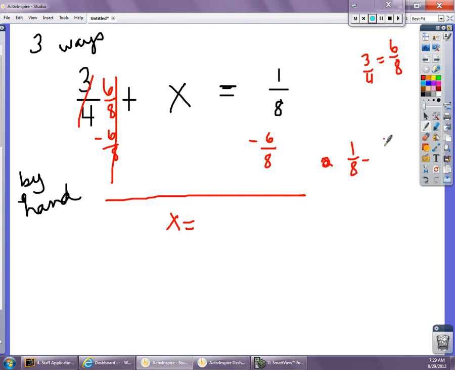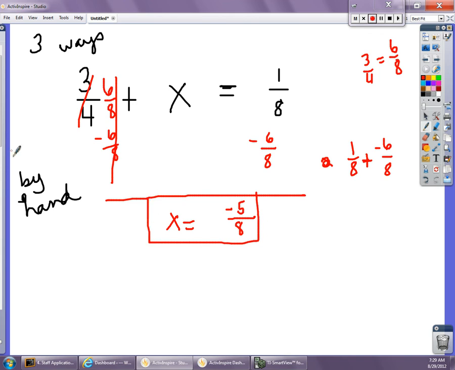1/8 minus 6/8. Well, 1/8 is actually smaller. You're going to end up with a negative number. So I'm going to keep, change, change. We're going to keep our denominator the same. And you get 1 plus a negative 6, which is negative 5. So x equals negative 5/8. So that's one way to do it.